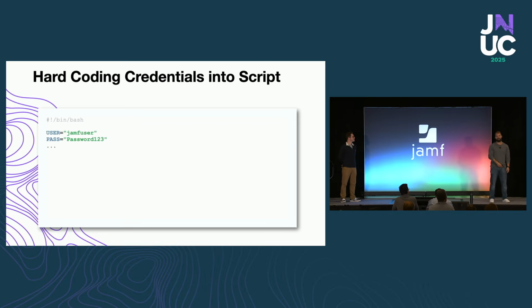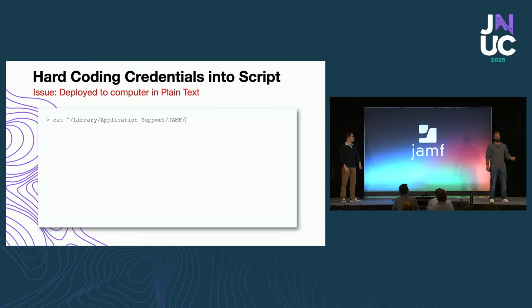When I started in 2015, this is how I learned to add API credentials to a computer through Jamf Pro. If you deploy a script through Jamf Pro, some of you may know this, some of you may not, it is deployed in plain text to the computer. So if you deploy any API credentials, all the user needs to do on the computer is just do cat and then /Library/Application Support/JAMF/tmp/ and the name of the script, and you can get the username and password that was deployed in that script. So obviously, not secure at all.